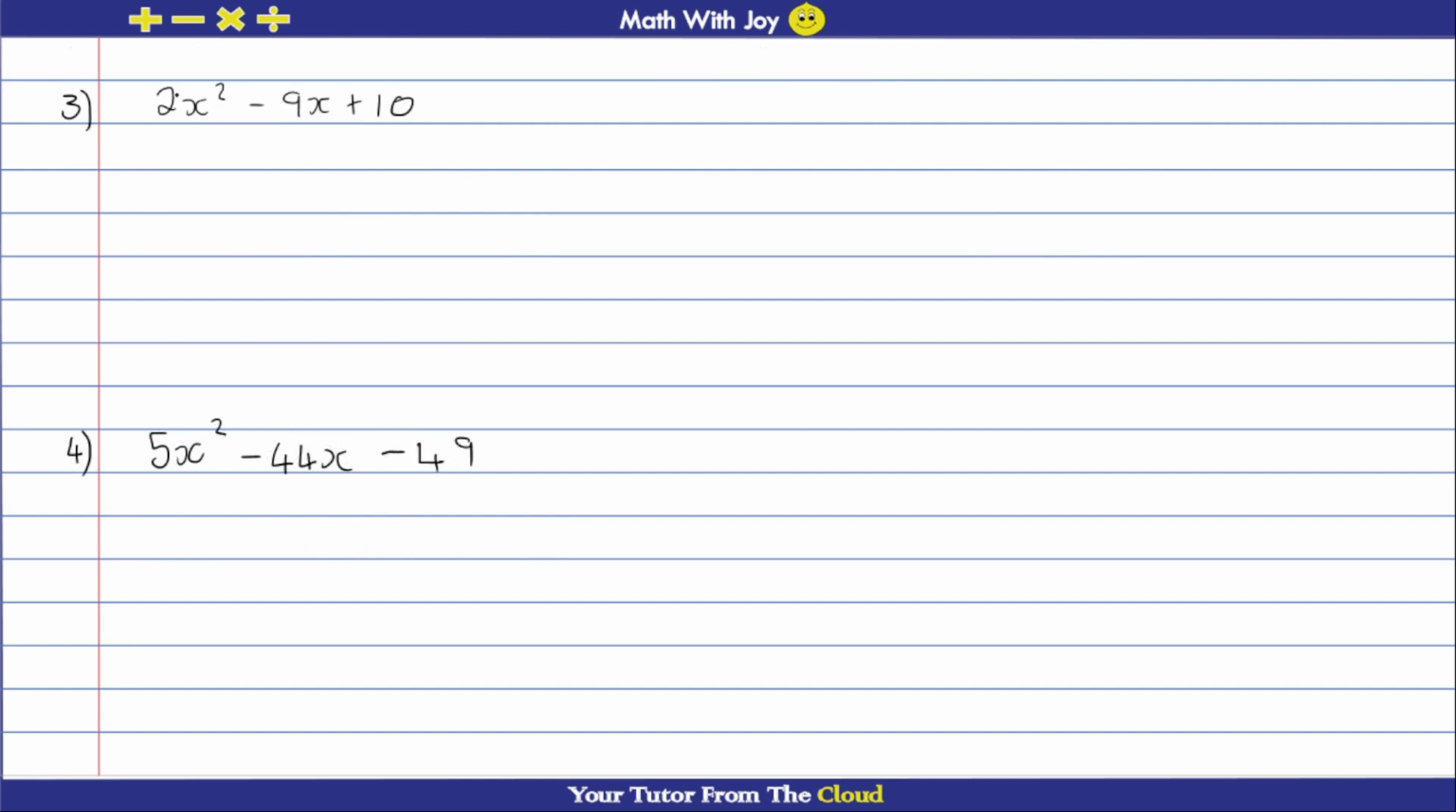But now the coefficient in this case is no longer 1. Now this time we are going to have to use the long factorization. I'm going to take the first term, which is 2x squared. I'm going to find its factors. So the factors of 2 are 1 and 2. The factors of x squared are x and x. All right, those are the only factors I have. I'm going to take the last term and find its factors as well. So the factors of 10 are 1 times 10, 2 times 5.